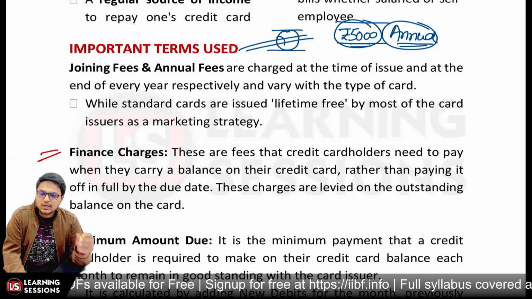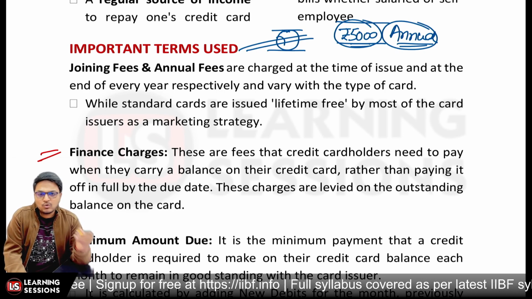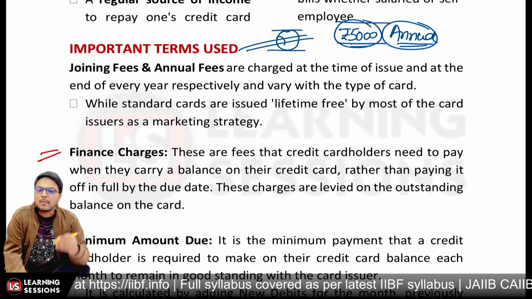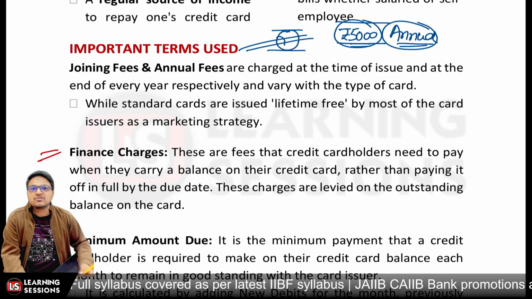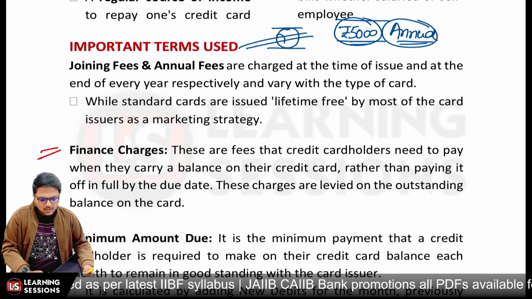Now let's say you were given a credit card limit of rupees 1 lakh and you spent rupees 70,000, but you don't have that much money to repay the full amount, and you paid the minimum amount due only. In that scenario, on whatever amount you have not repaid, the finance charges will be applicable, and those will be calculated on the outstanding balance on the card.